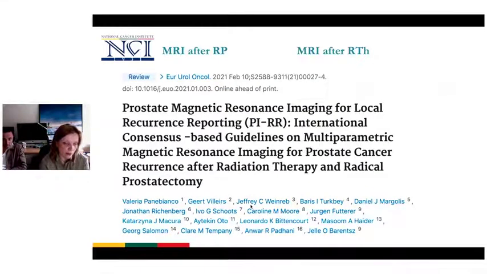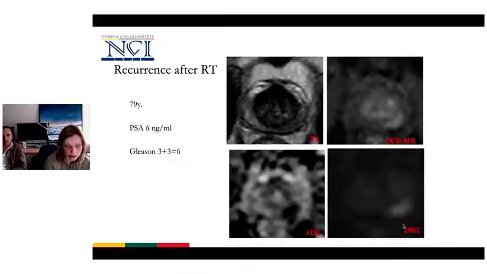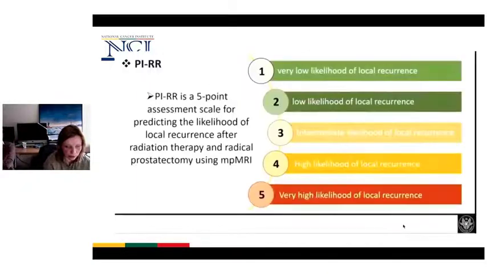And another important paper that was published recently is about how to report local recurrence. It's called not PI-RADS, but PI-RR. It's again an international consensus, and later I think it will be put into guidelines because Professor Barentsz is also involved in it. It covers how to evaluate patients' MRI after radiotherapy or radical prostatectomy. Later I will show you some examples.